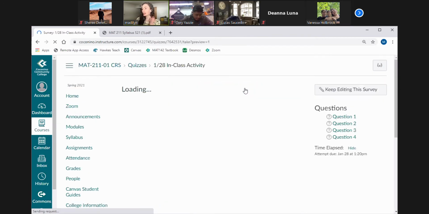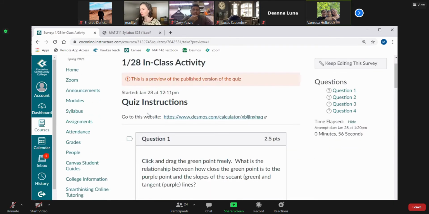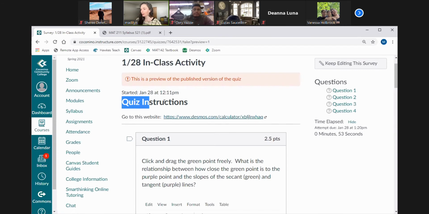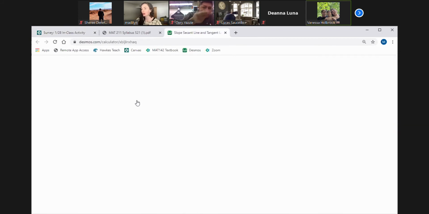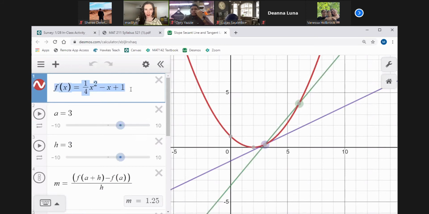this is a quiz, but it's not really a quiz, it's just a couple questions. At the very top, under the instructions, there is a website to go to. If we open that link, you will see a graph that looks similar to what I was just drawing. You'll see on the left side, the function that we are just working with is there. That's the same exact f of x.